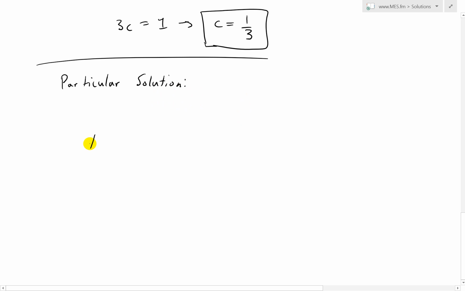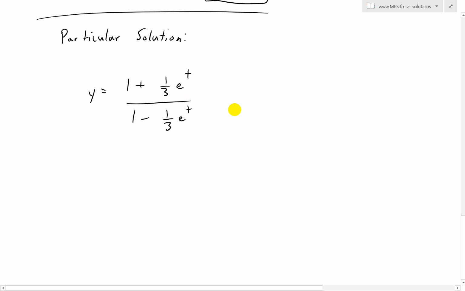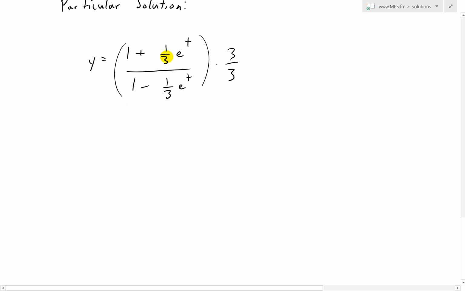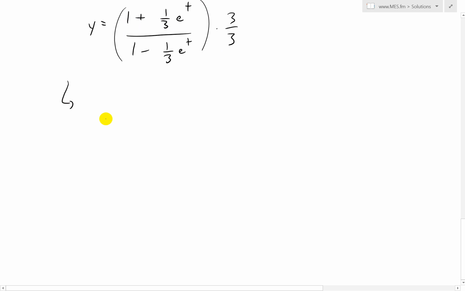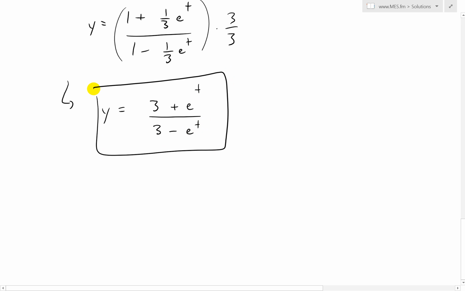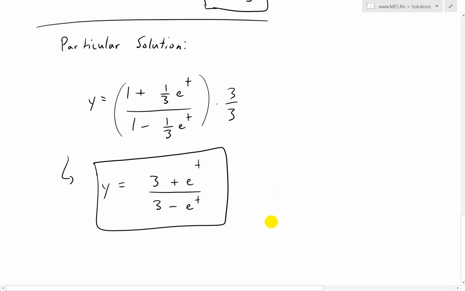is y is equal to (1 plus 1/3 e to the t) divided by (1 minus 1/3 e to the t). This is our solution, but let's simplify it a bit further by multiplying by 3 over 3, so that when you multiply it in, the 1/3 cancels. We end up having y is equal to (3 plus e to the t) over (3 minus e to the t), just to make it neater. This is our particular solution for the initial value problem.